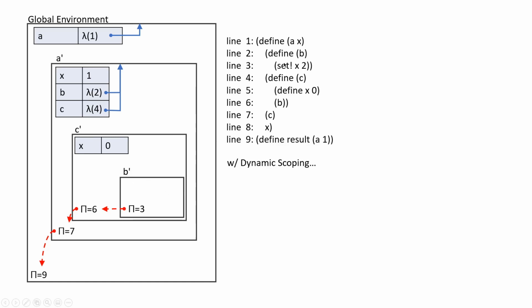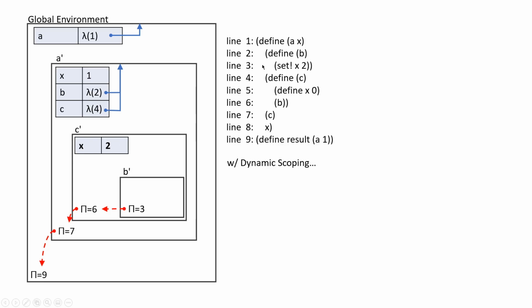So now if we're on line 3 in B and it says set x to be 2, we don't find an x locally, so we go looking into the enclosing scope. Now because dynamic scope has changed the rules a little bit, the enclosing scope is now C. So x here gets changed to 2. So instead of changing A like we did in lexical scoping, now we change the x inside C.